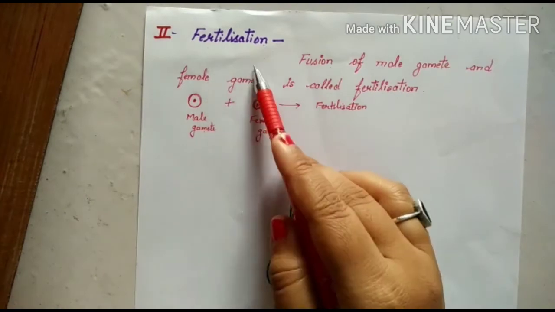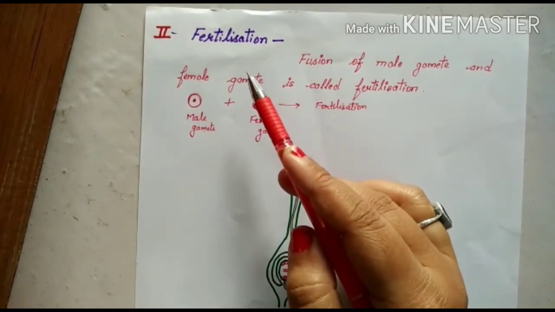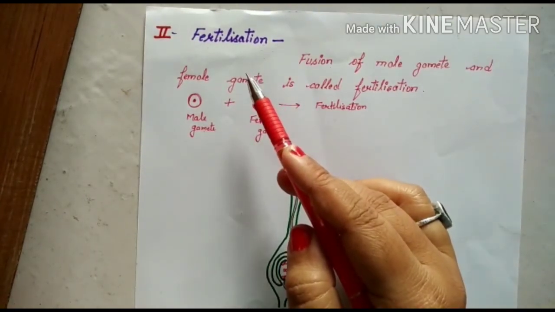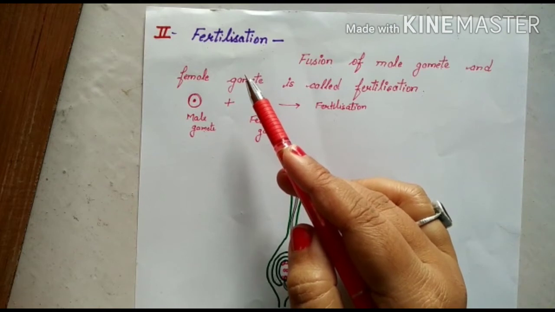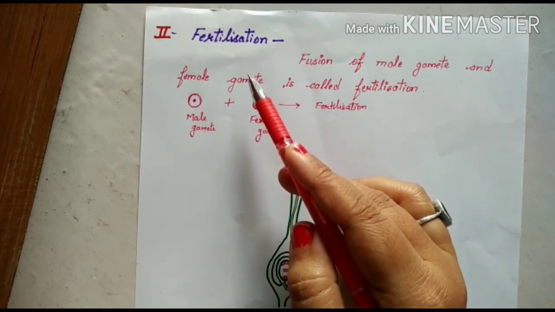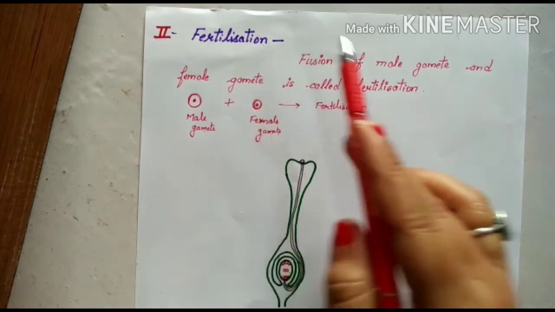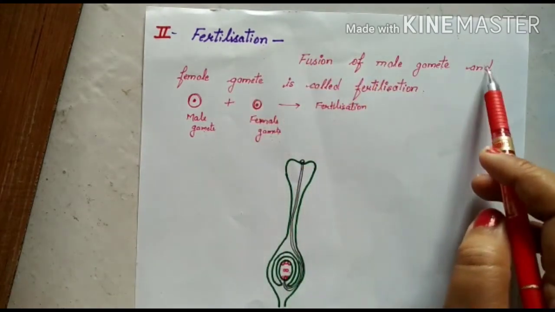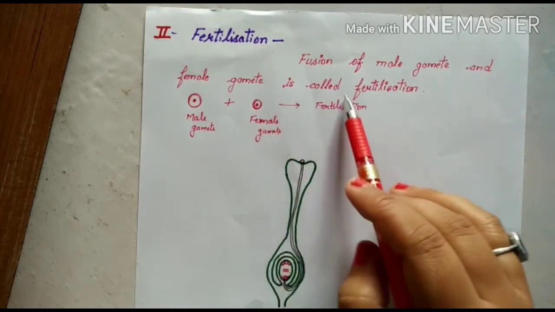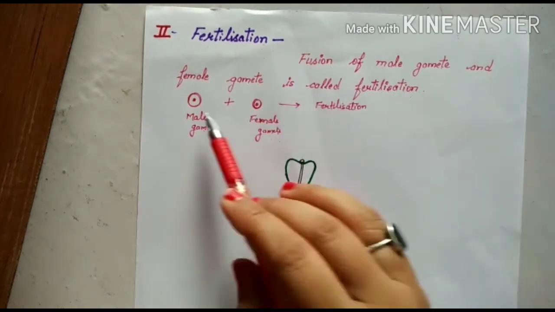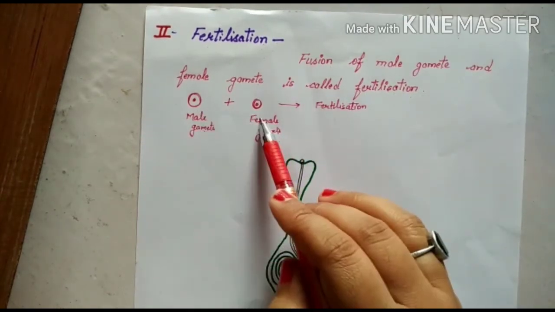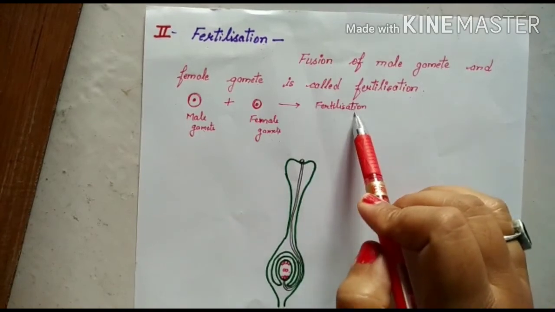Next is fertilization. Fertilization is the second step of sexual reproduction in plants. The first step is pollination and the second is fertilization. So what is fertilization? Fusion of male gamete and female gamete is called fertilization. When male and female gametes fuse, the fertilization process occurs.